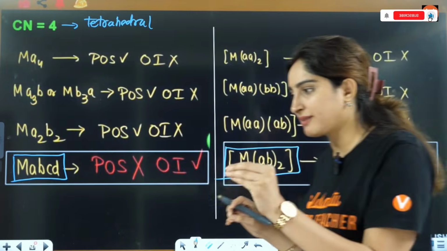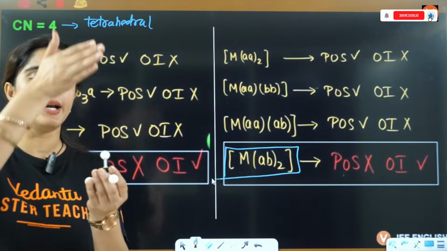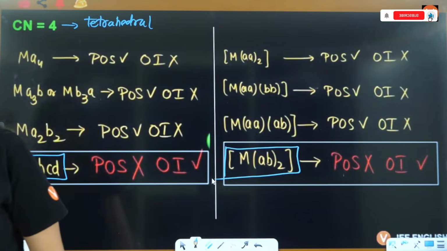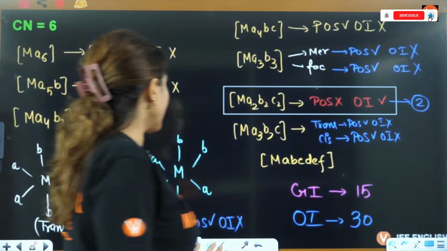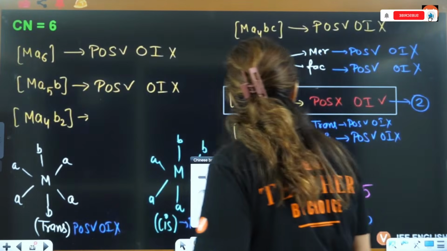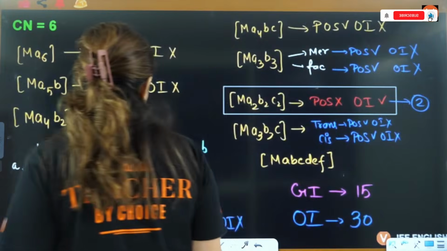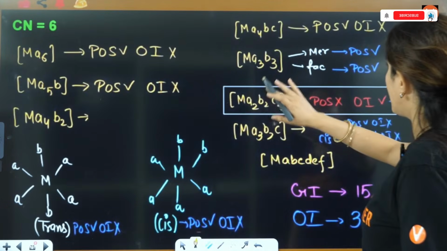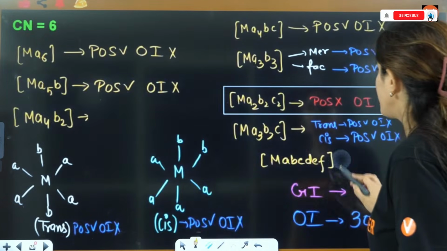You can also check that out. If I say MABCD, and all of these are different, there is no plane that is going to have the symmetry, right? Okay. Then for coordination number 6, right? For coordination number 6, this will also show, let me just do that.